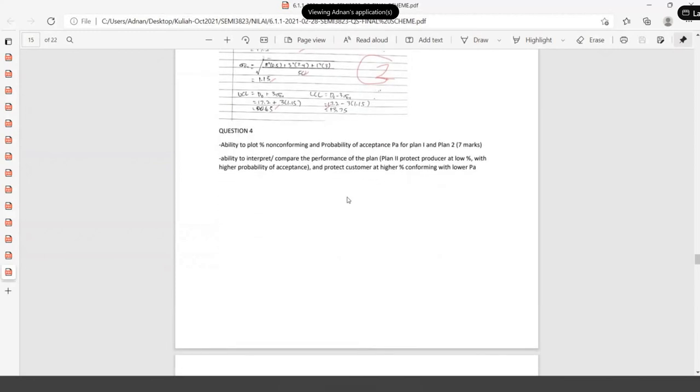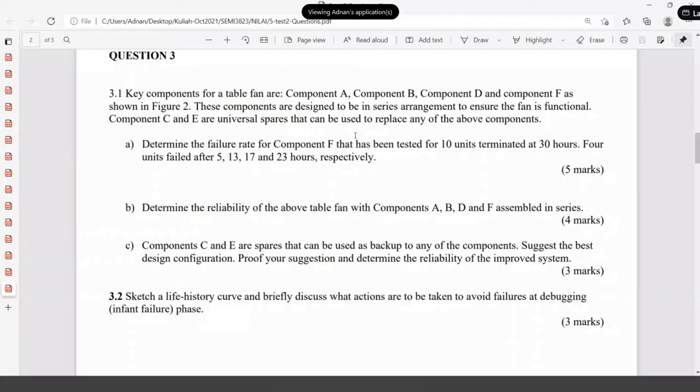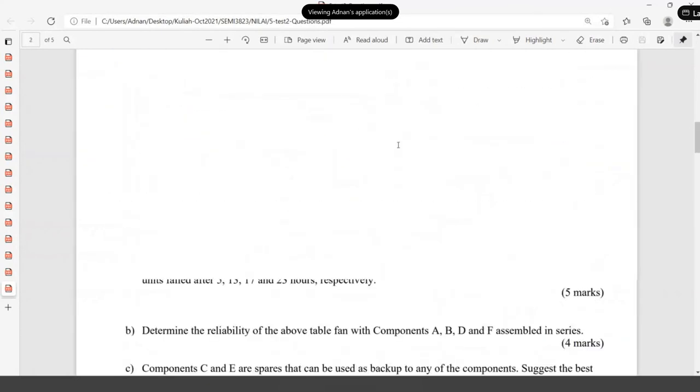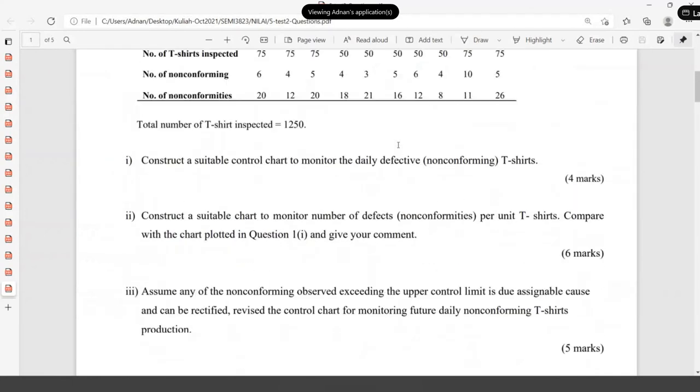Soalan 4 pun belum kita cover untuk test 2 sebab ini adalah lebih pada acceptance sampling. Soalan 4, acceptance sampling. Right, I think there is one question covering EWMA. This one. Okay, ini reliability, kita belum tahu, ini tak masuk.